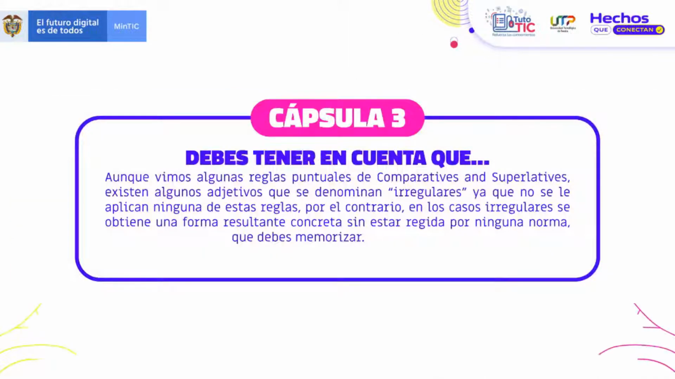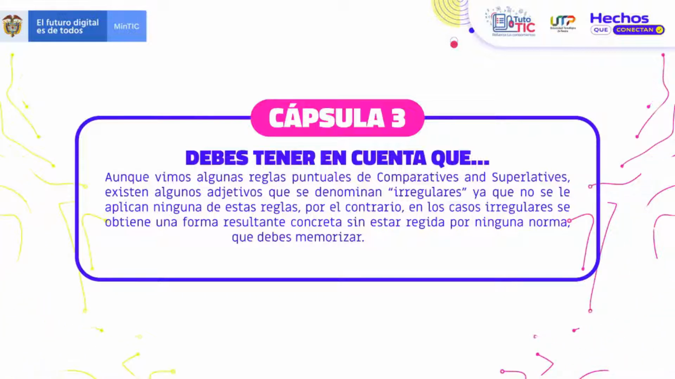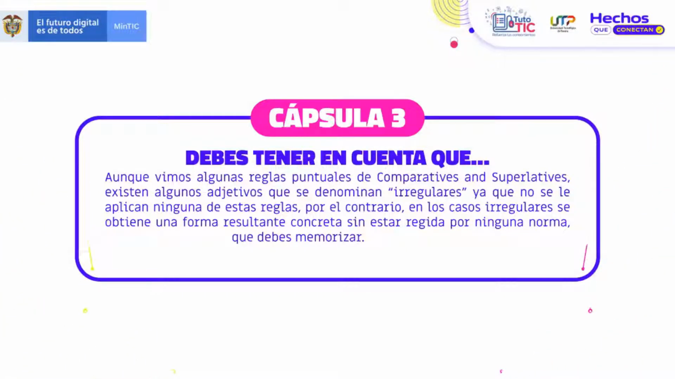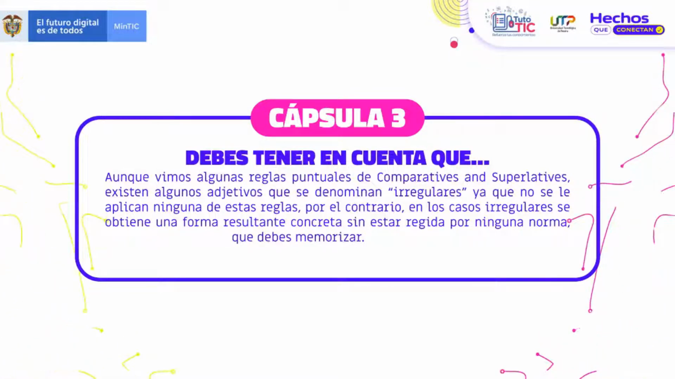Debes tener en cuenta que, aunque vimos algunas reglas puntuales de Comparatives and Superlatives, existen algunos adjetivos que se denominan irregulares, ya que no se les aplica ninguna de estas reglas. Por el contrario, en los casos irregulares se obtiene una forma resultante concreta sin estar regida por ninguna norma, que debes memorizar.